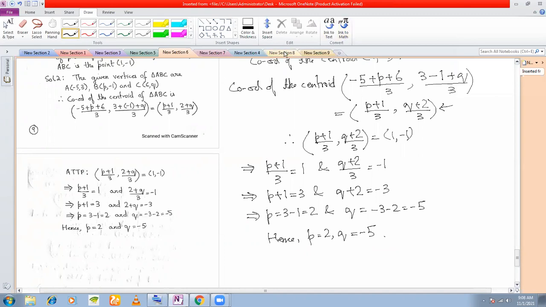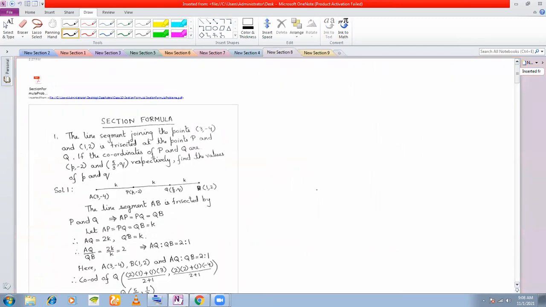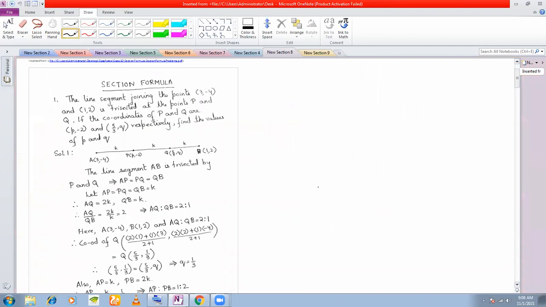Okay. We now move on to the problems from the section formula. Look at the first question. The question states the line segment joining the points (3, -4) and (1, 2) is trisected at the points P and Q. What do you mean by trisection?